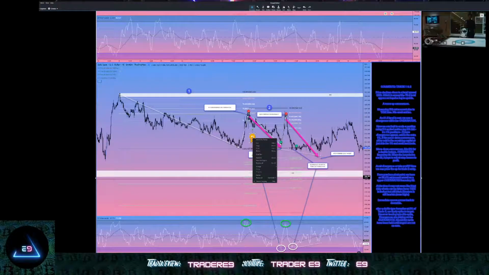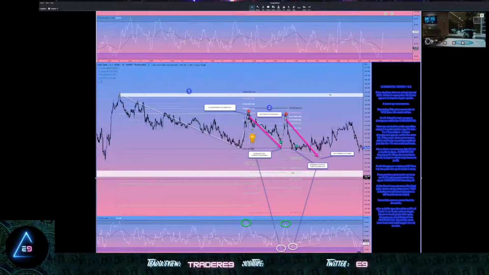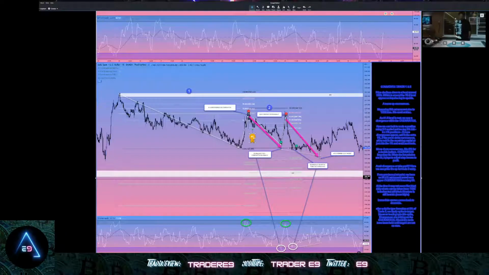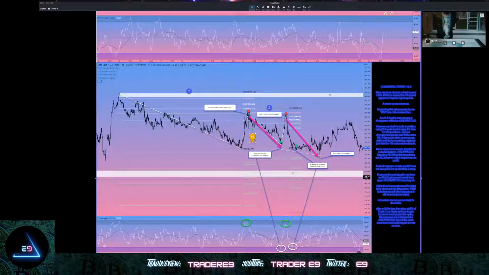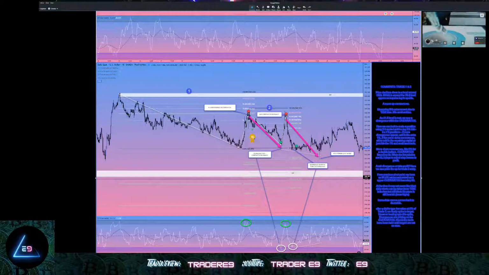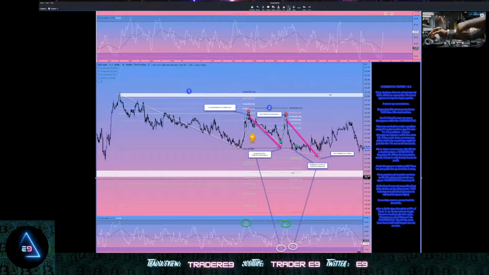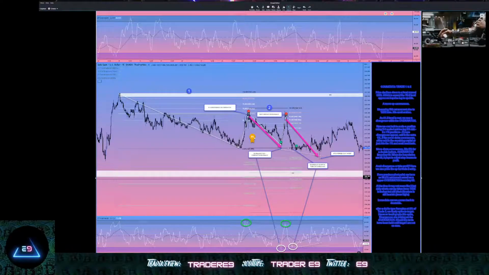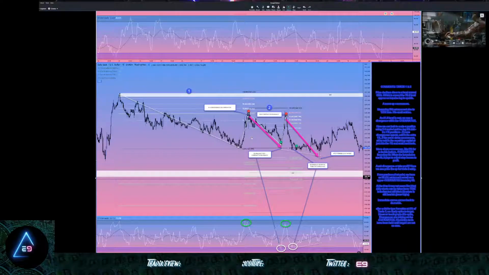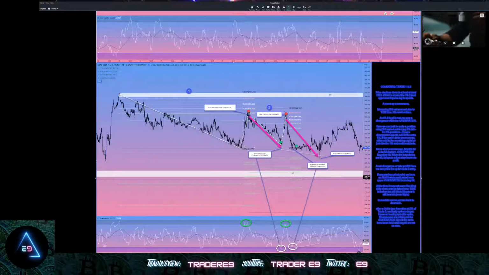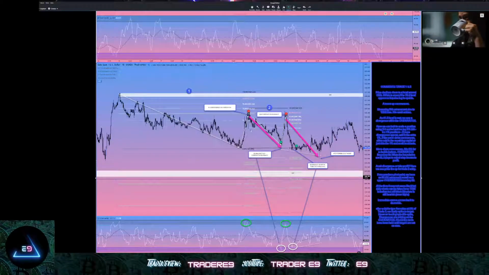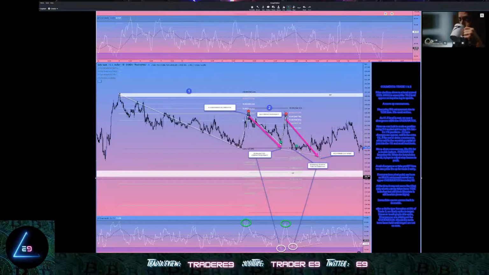Flipping out, this thing is doing my head in. Move out of the way. I think we've got too many windows open.